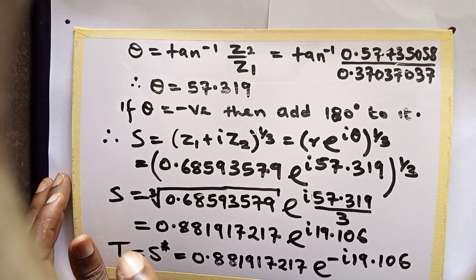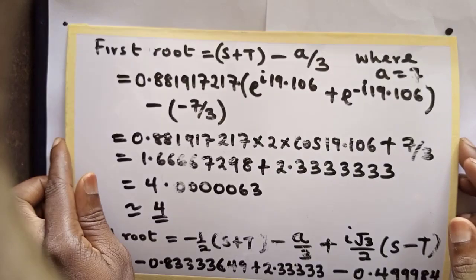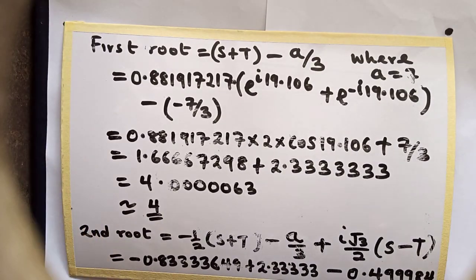Now to get our t, it is just the complex conjugate of s. In so doing, you just change this value from positive to negative to get the value of t, which is the complex conjugate. So the next thing we'll do is to construct the roots. In constructing the roots, we'll get these values.